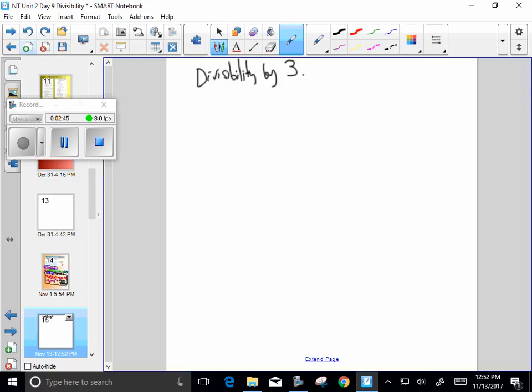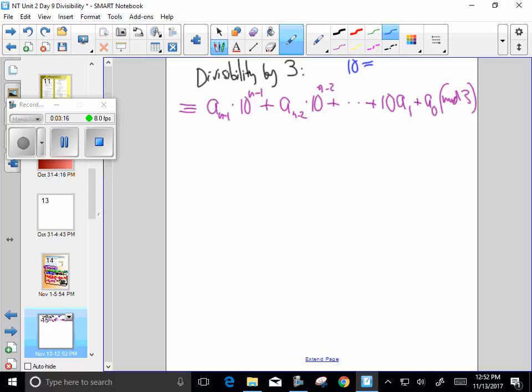So let's do the next one, divisibility by 3. I'm just going to finish this with the bell here. A n minus 1 times 10 to the n minus 1 plus a n minus 2 times 10 to the n minus 2 plus ... plus 10a1 plus a0 mod 3. Tell me about 10. What is 10 congruent to mod 3? It's 1, isn't it? 3 times 3 is 9, and then there's a remainder of 1.